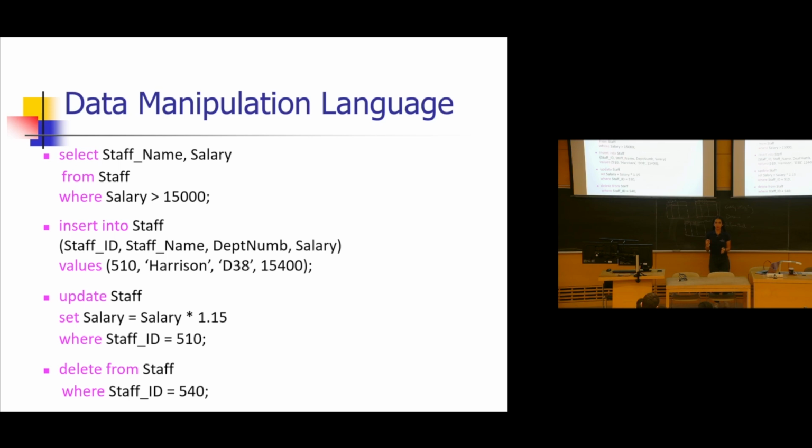So you can specify which columns you want to get, or if you want to select everything, you just use a star. Whenever you select a star, it just retrieves all the columns. Now here, it means that we are selecting staff name and salary, so these two columns, from which table? From the staff table, where salary is greater than 15,000.